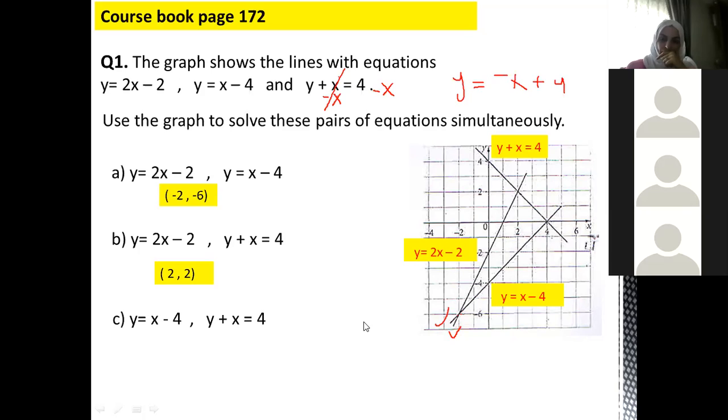Okay, so the intercepting point is 4, 0. It's 4 and 0. That's right. And we did a great job. Okay. Does anyone have a question? Simultaneous equations using graphs.